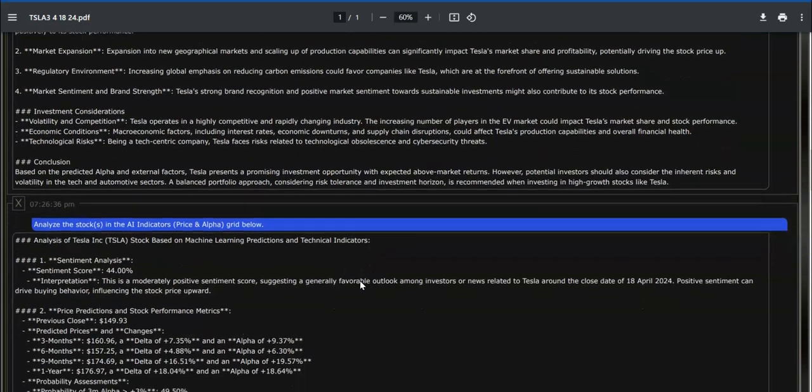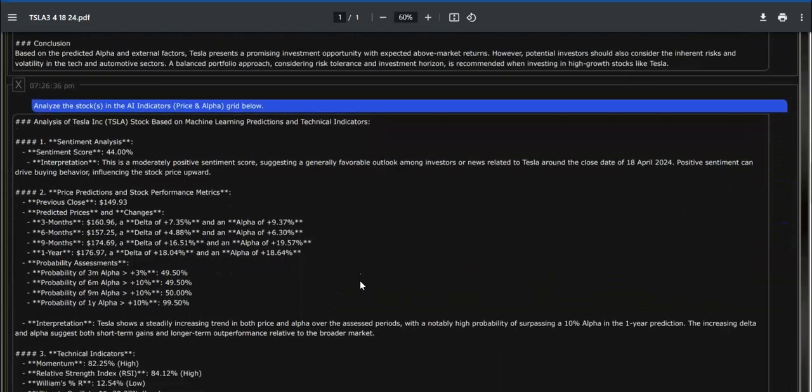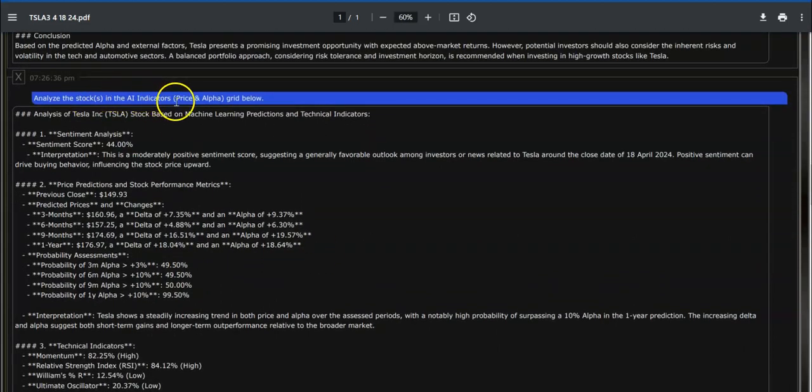I then clicked on the second prompt, analyze the stocks in the AI indicators price and alpha grid. Zoonova generates over 200 outputs for each stock in an analytics grid that we'll see below, and instead of you having to scroll through that grid, we've asked ChatGPT to search the grid and come up with what important outputs there are for Tesla in this analysis. And here we can see it.